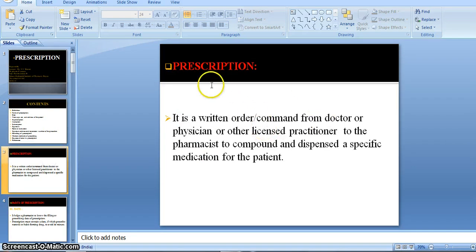Okay, this is the prescription. This is the exact definition of prescription, right? So prescription is a written order or command from a doctor or physician or other licensed practitioner to the pharmacist to compound and dispense the specific medication for the patient, right? The prescription is written by the doctor to the pharmacist in order to compound and dispense the specific medication, means whatever medicines the doctor wrote on the prescription, and these medications are prepared by the pharmacist for whom? For the patient.